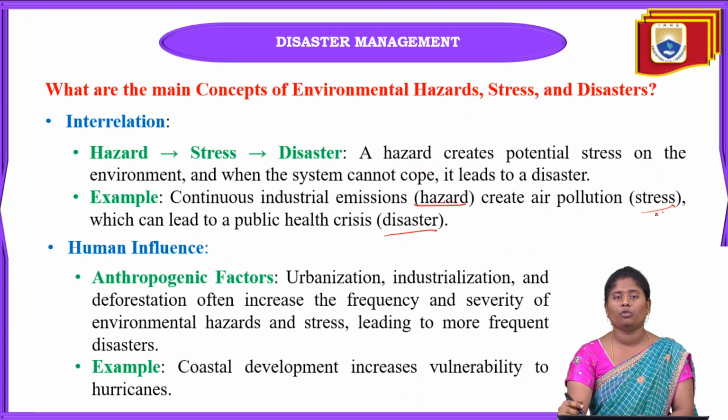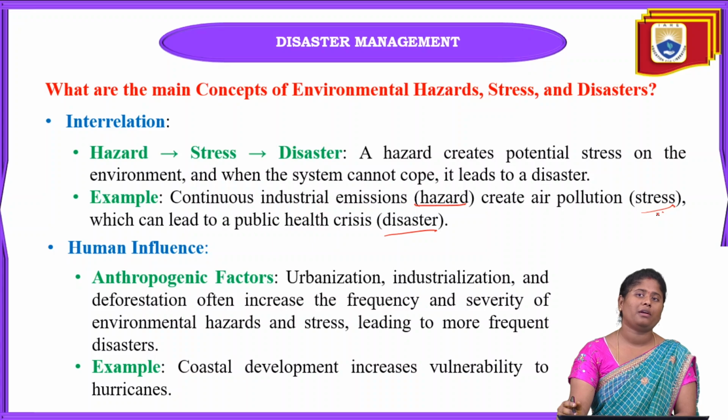And next is what is the human influence towards environmental hazards. Firstly, there will be anthropogenic factors. In this one, urbanization, industrialization and deforestation. Why? When we do these things like cutting the trees, developing urban areas and industrialization, that will increase the frequency and also the severity of disasters. So there will be more frequent disasters.